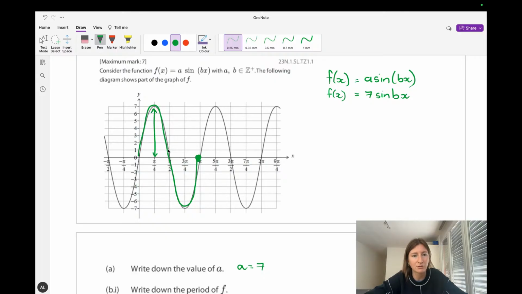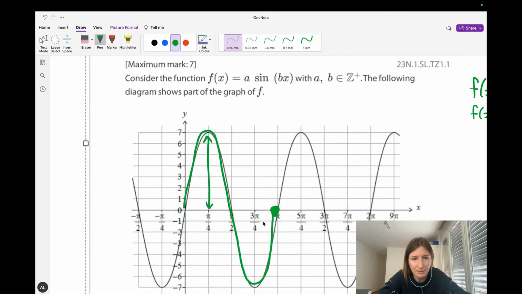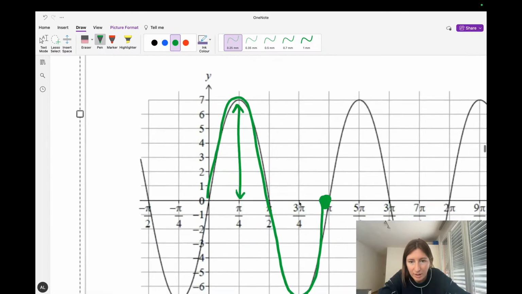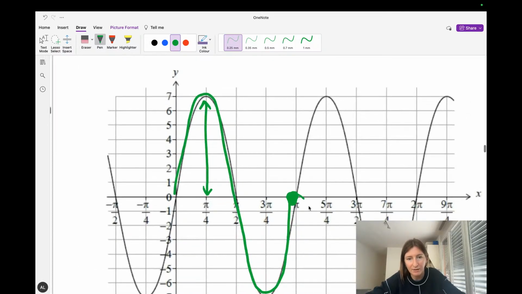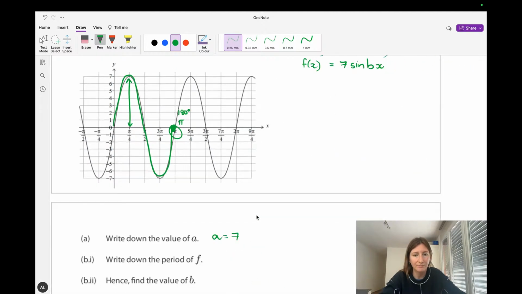That is how long it took to do one full wave. And if I zoom in there, because I have really bad eyesight, that is pi. You see pi over there. In AISL, that's 180 degrees. So that's how long it took me to do one wave, 180 degrees or pi.